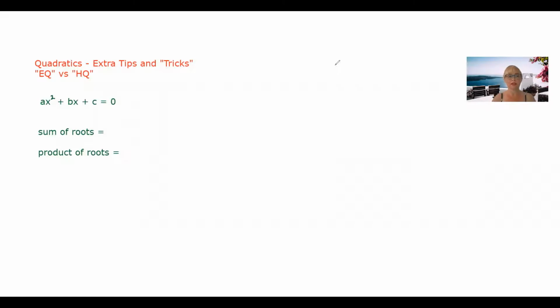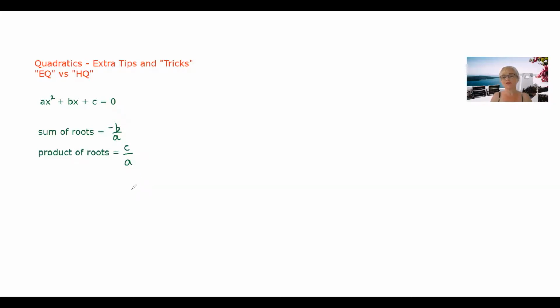So we've just established that if we have a quadratic equation in the general format ax squared plus bx plus c equals 0, then the solutions that we get, either via factorising and using the null factor law or using our quadratic formula, those solutions, the sum of those roots or solutions is negative b on a, and the product is c on a. This is particularly useful when we happen to have what I referred to as an EQ.